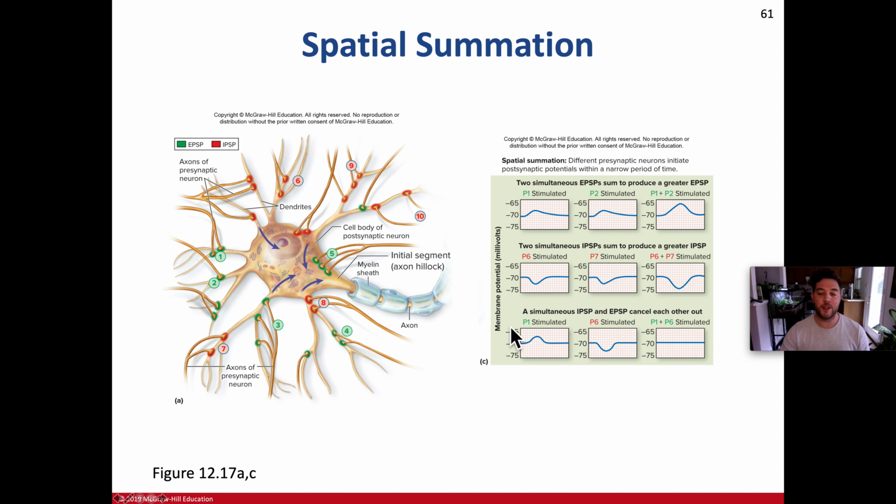Now, if we look at P1 and P6, if we summate an EPSP and an IPSP, assuming you can see that these are going to be the same strength because these are graded potentials, the strength of the stimulus will dictate the membrane change. In this case, P1 and P6 have the same strength to their stimulus, and so they cancel each other out.